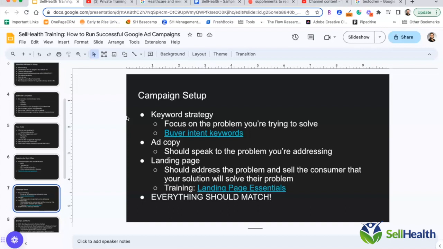About making things match? I want to make sure this is probably the number one takeaway that I want you to have from today's webinar, which is why I'm spending so much time on it. It has to have congruence. There has to be equality in the keywords, the ad copy, the landing page. It all needs to match. That is one of the biggest reasons.